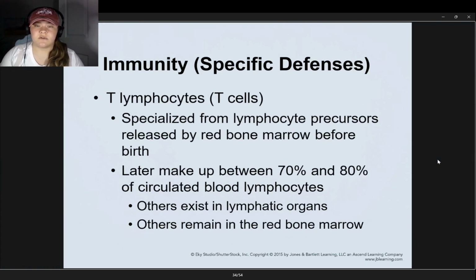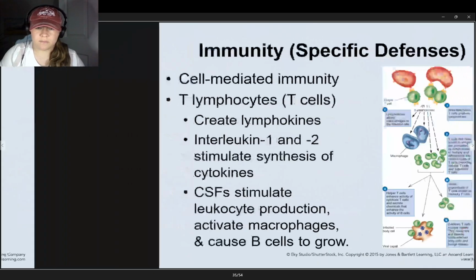T lymphocytes, which are also known as T cells, are specialized from the lymphocyte precursors released by red bone marrow before birth. They later end up making up between 70 and 80% of circulated blood lymphocytes. Others exist in lymphatic organs, and others remain in the red bone marrow.